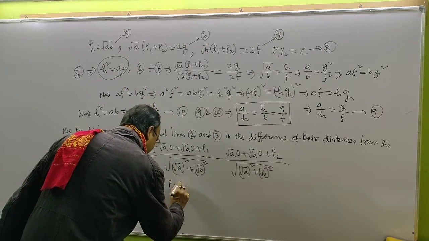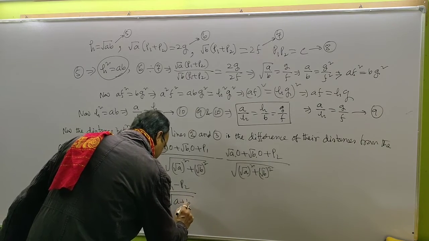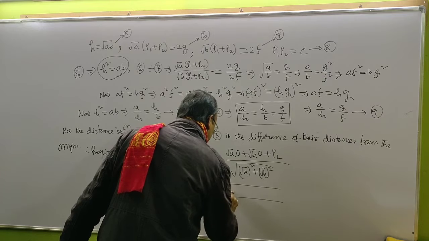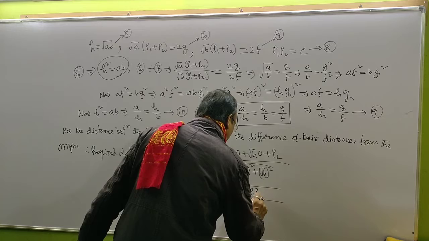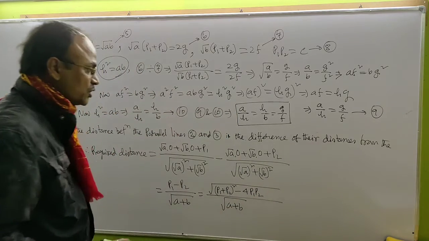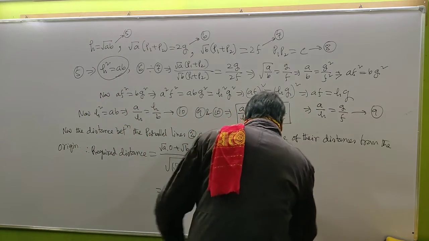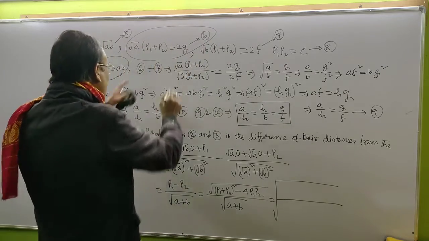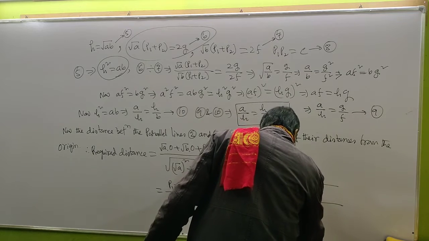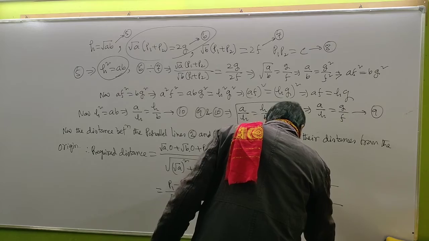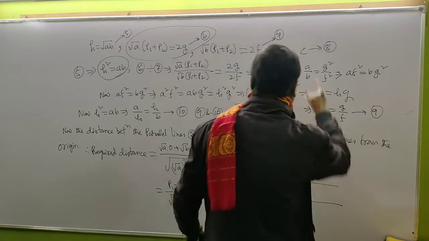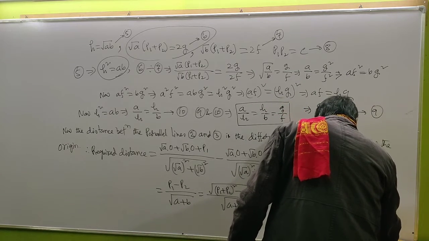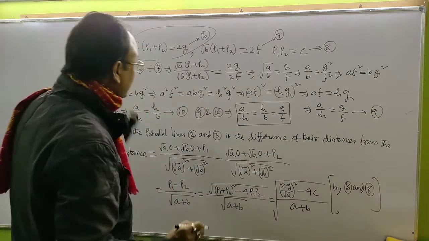This is equal to p1 minus p2 divided by root of a plus b. You may write p1 minus p2 is nothing but p1 plus p2 whole square minus 4 p1 p2, like this, root of a plus b, which is equal to, this is root of. What is p1 plus p2? From 6, p1 plus p2 equal to twice z by root of a. And 4 p1 p2, from 8, c. From 6 and 8, you will get this.